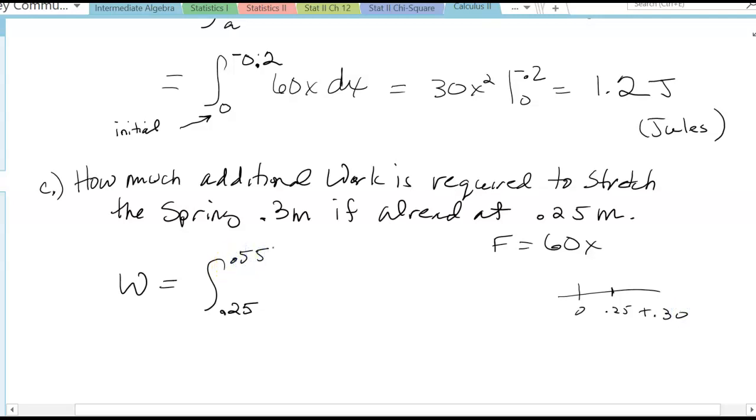So just make sure you put the right numbers in the right location. This is just a matter of reading the problem carefully and making sure you write down what's expected from 60x dx. So again, not a difficult problem integration-wise.